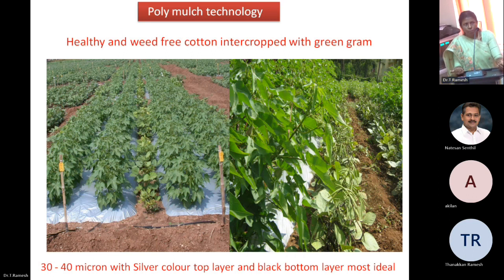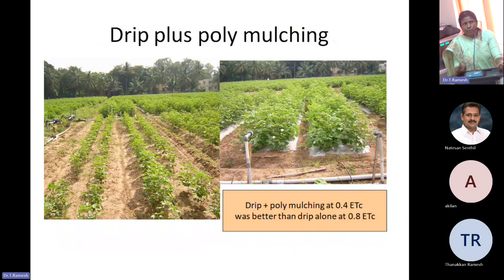You know about drip irrigation, which saves a huge amount of water. In this picture, you can see this side, the short plant is under drip. When compared to conventional, drip is good. But the other side is drip with polyethylene mulch. Under drip, we have to use water up to 0.8 ETc, ETc meaning crop evapotranspiration. But under polyethylene mulch, we gave only 0.4 ETc. So there is huge water saving.